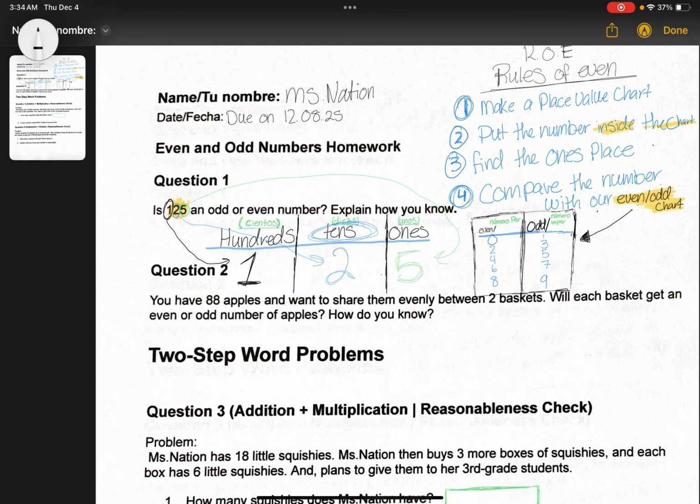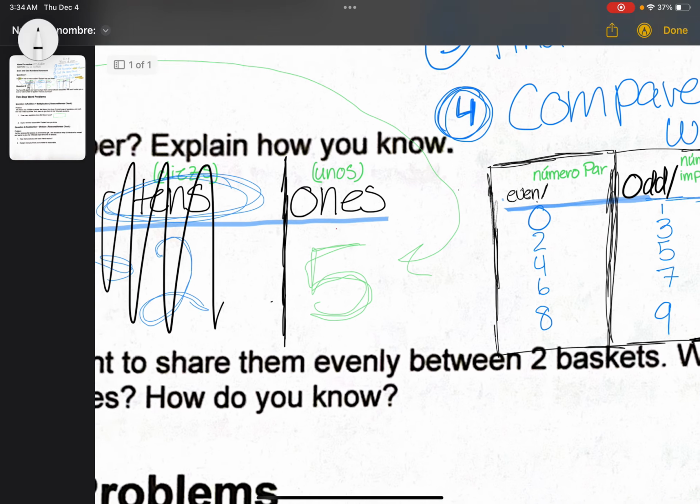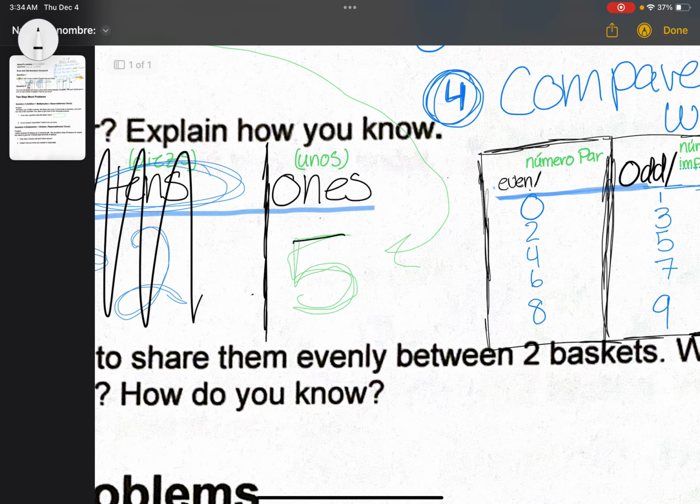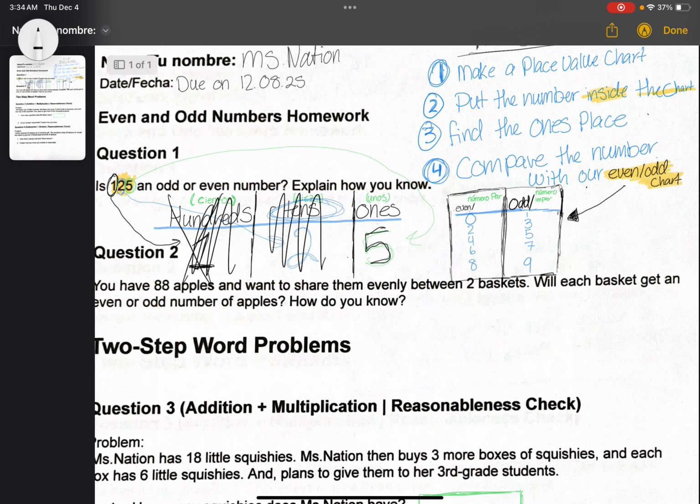Now, we're only looking at the ones place to identify or to look and see if our number is odd or even. So we don't need hundreds. So 100, bye-bye. Tens, bye-bye. We're only looking at the ones. And it looks like our ones is 5. So we have 5 ones. And step 4 is to compare using our even and odd charts.